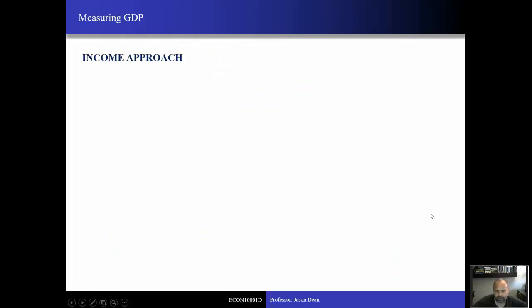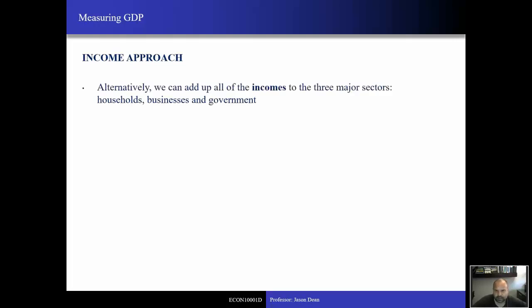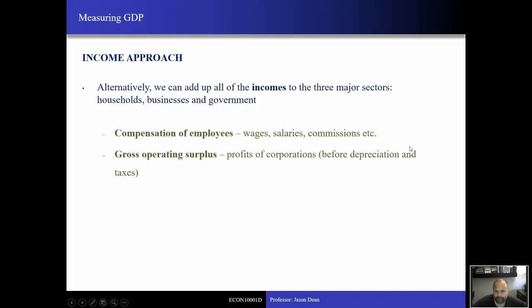Now let's look at the income approach. So again, we could also get at what product is by adding up all of the incomes in the economy. So we need to look at some categories here. The compensation of employees. So this is going to include their gross wages, salaries, commission, etc. We're also going to add in gross operating profits of corporations. And remember, we don't want to subtract off depreciation, so this is before depreciation and taxes.